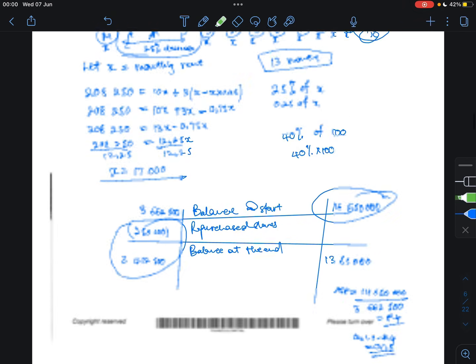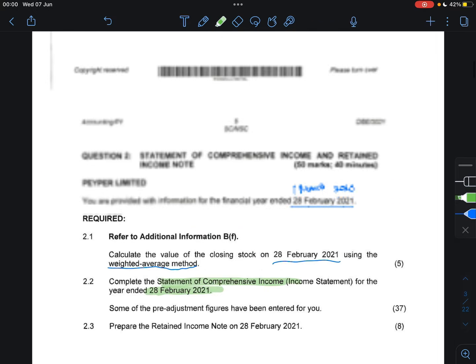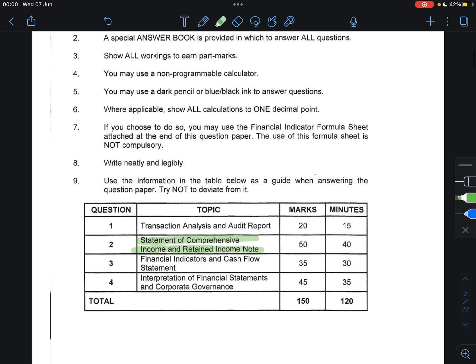In our next video, we will be looking at your cash flow statement and your financial indicators.